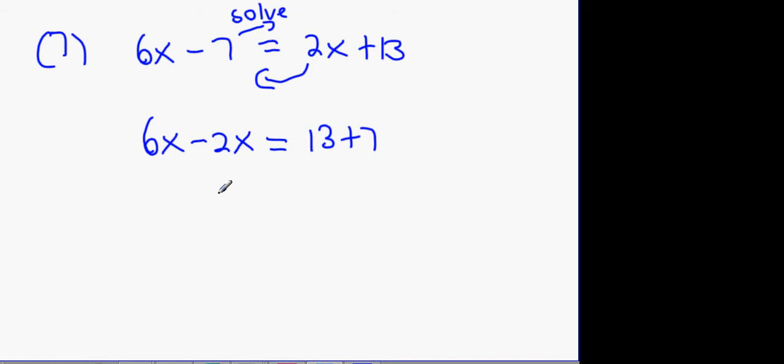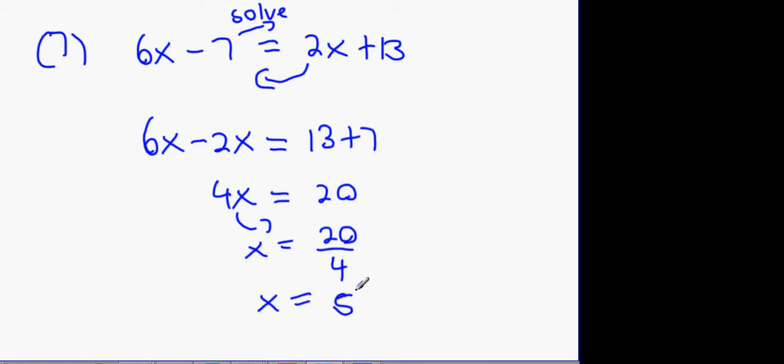6x minus 2x? 4x. And then 13 plus 7? 20. Yeah, 20. And then it's 4 multiplied by x is 20. So this 4 turns into? What's the opposite of multiplication? Division. So it comes divide by 4. And what's 20 divided by 4? 5. There you go. That's it there, right?